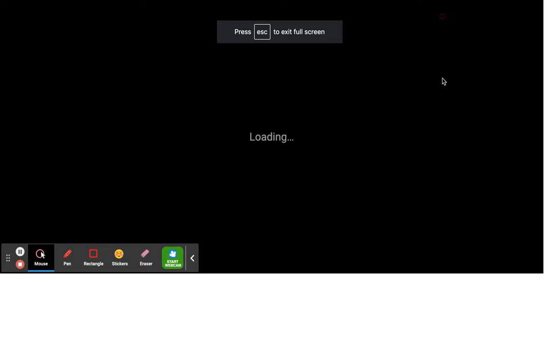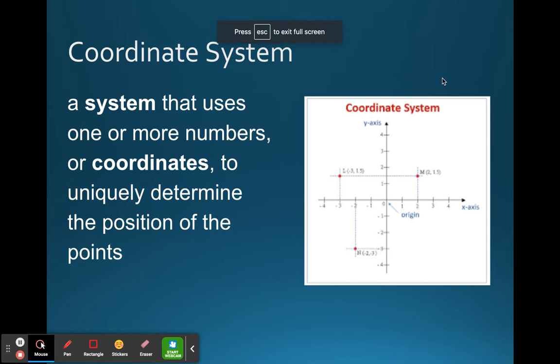So in this video, I'm going to go over the benchmark for coordinate systems. A coordinate system is a system that uses one or more numbers, or coordinates, to uniquely determine the position of points. You may have seen them in math because we use an XY coordinate system to describe points. So here's an example here.